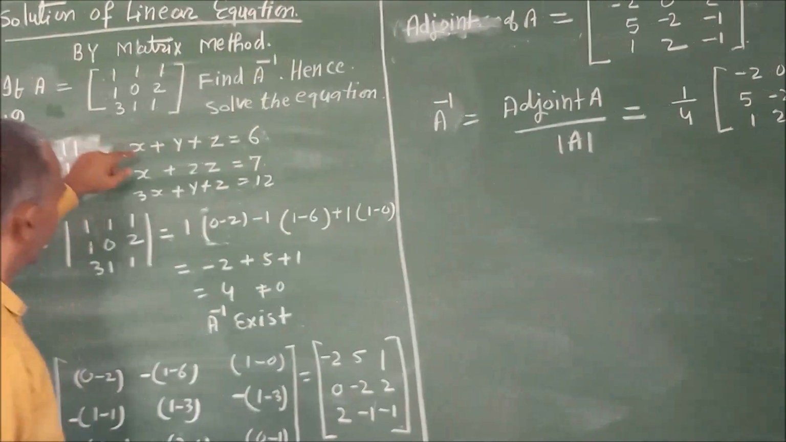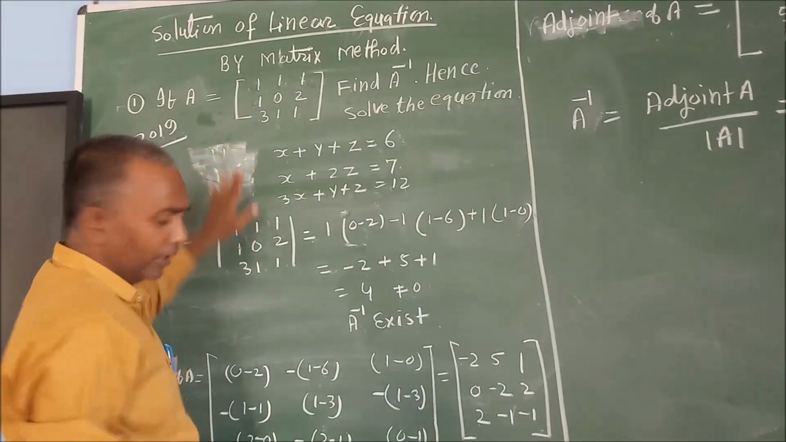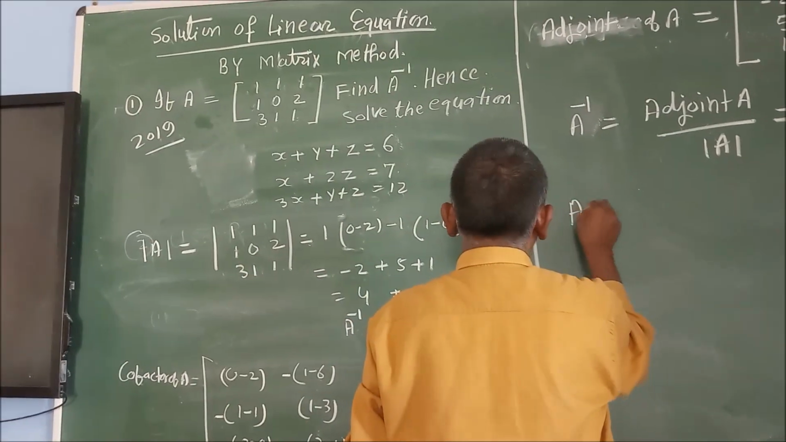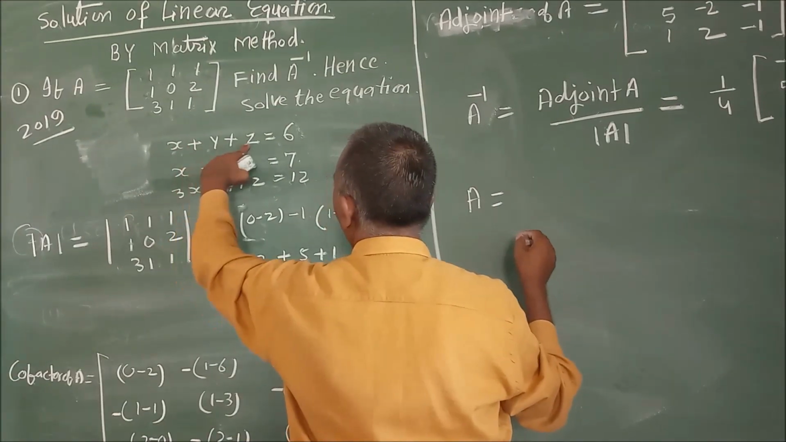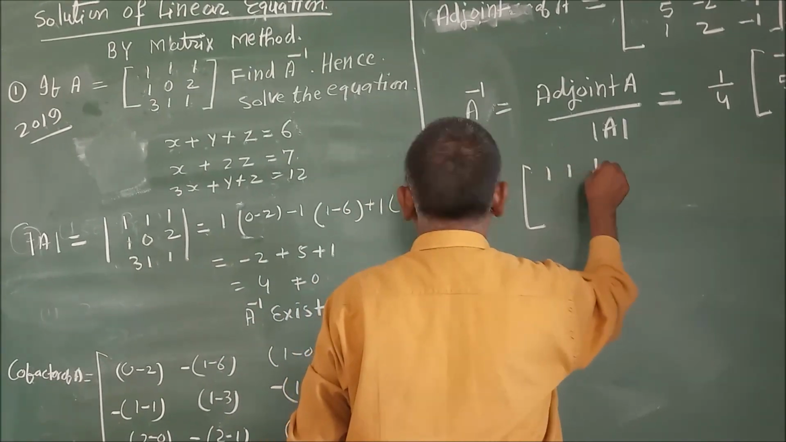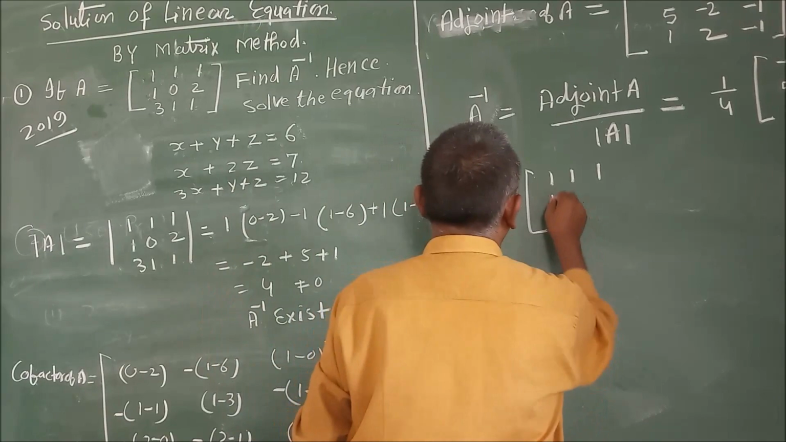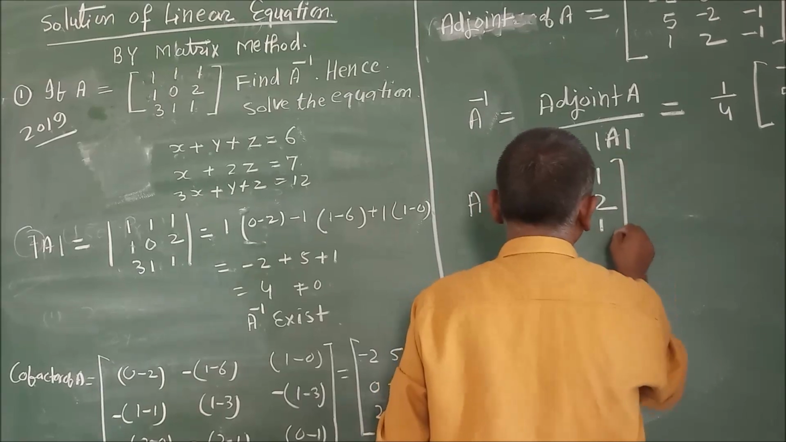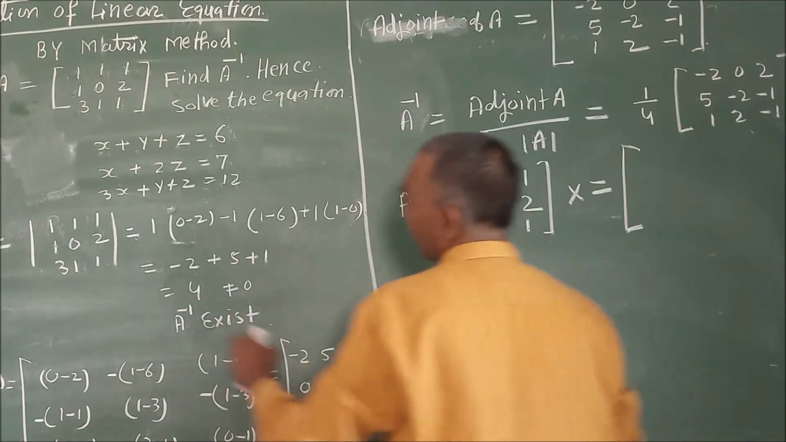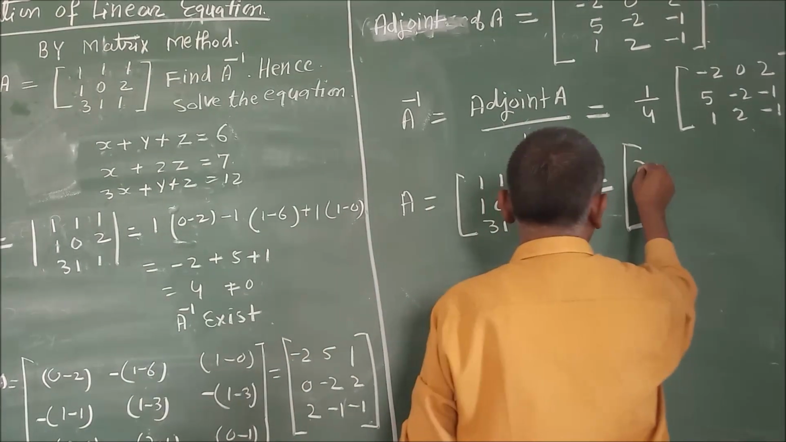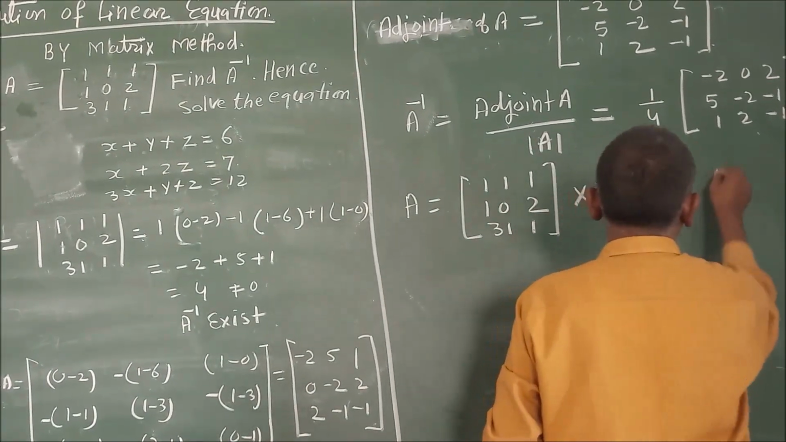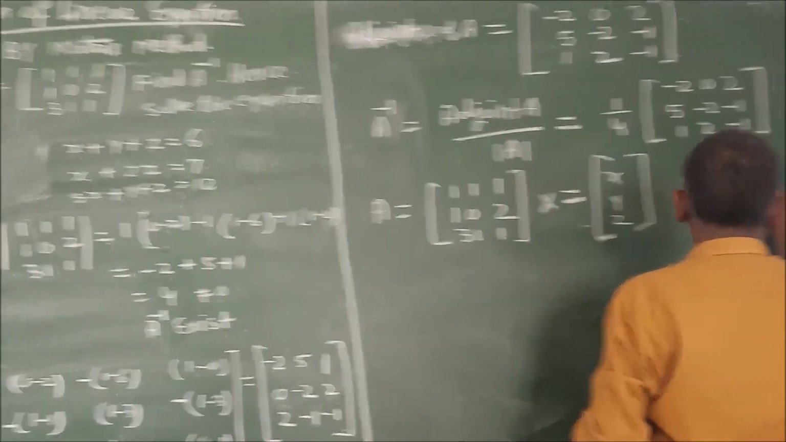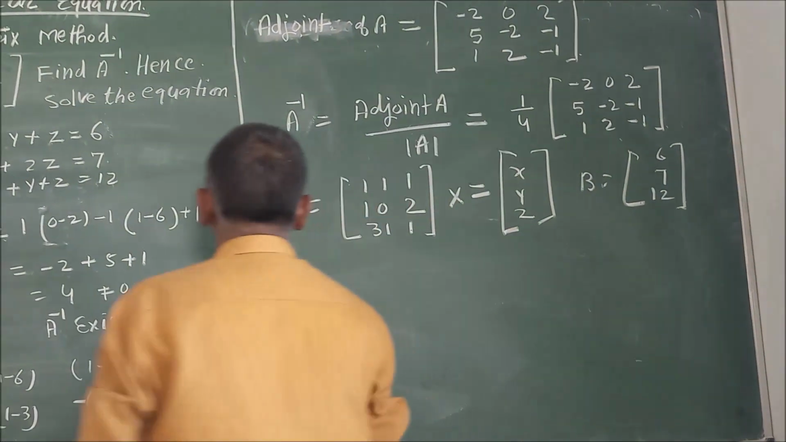Now come to our linear equation. This linear equation can be written as A x equal to B. Here the coefficient matrix A is 1 1 1, 1 0 2, 3 1 1. X is the variable matrix X Y Z, and B will be equal to 6 7 12. This is the value of B.